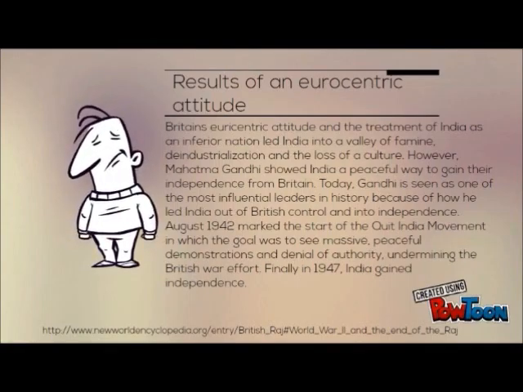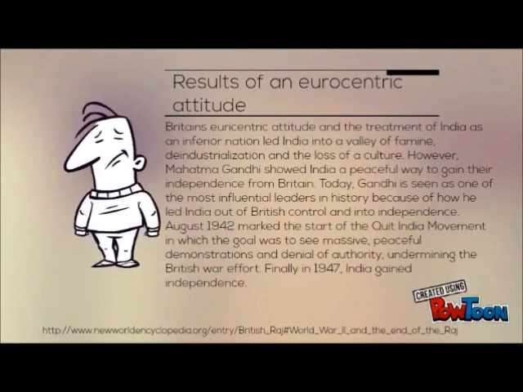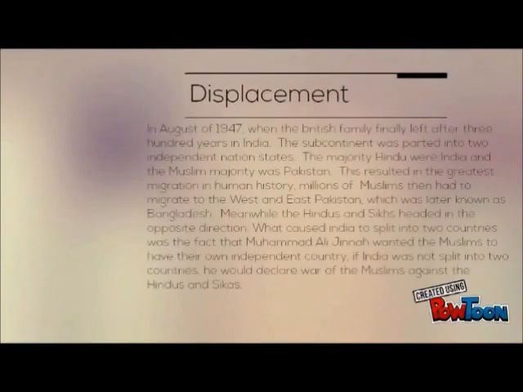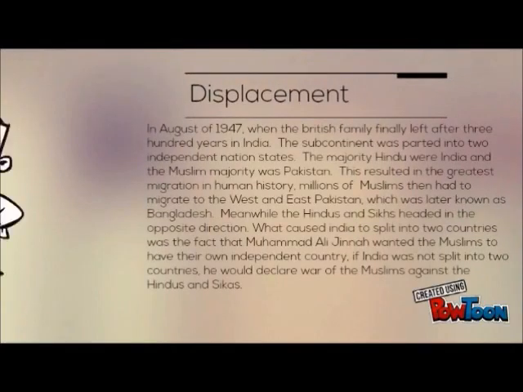In August 1942 marked the start of the Quit India movement, in which the goal was to see massive peaceful demonstrations and denial of authority undermining the British war effort. Finally, in 1947, India gained independence. In August of 1947, the British finally left India after 300 years.